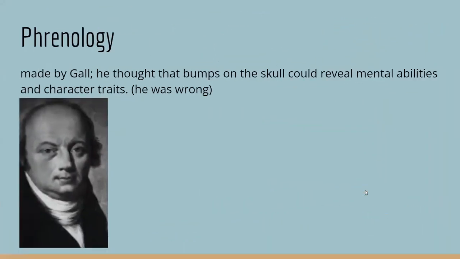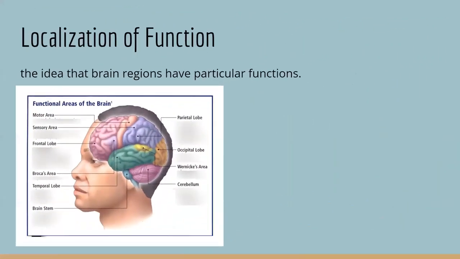So let's first talk about phrenology. This was made by a man named Gall. As I always say, you don't need to know their first name. That's more to remember. Just remember their last name. He thought that bumps on the skull could reveal mental abilities and character traits. Well, sorry, you're wrong. So you just have to remember that, but he was wrong.